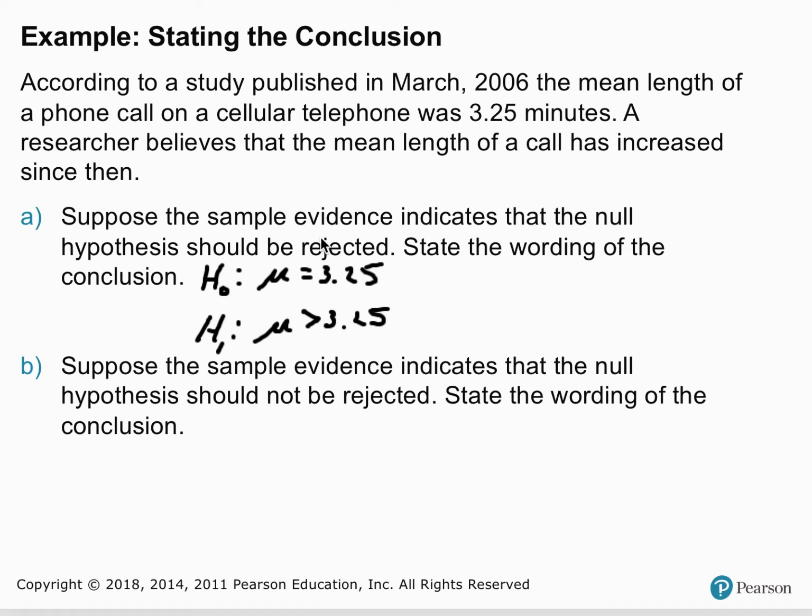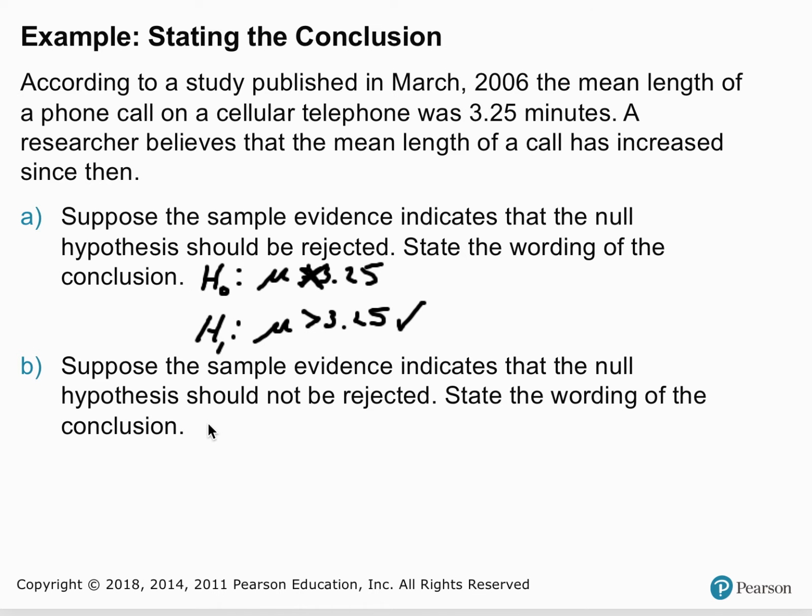Okay, so the sample evidence indicates that the null hypothesis should be rejected. Okay, state the wording of the conclusion. Because the null hypothesis is rejected, now here's your wording. There is sufficient evidence to conclude that the mean length of a call is actually more than 3.25.